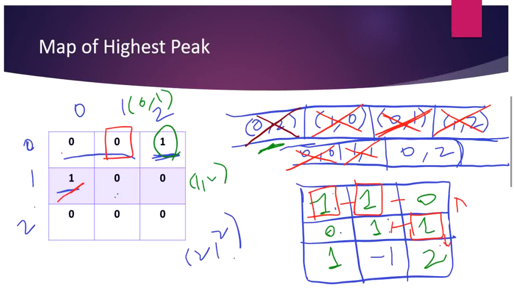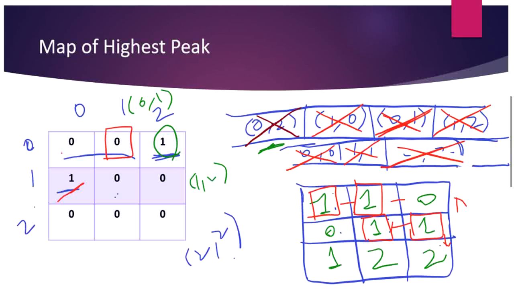So if you see 1 comma 1, 1 comma 1's left, right and up cell is filled. Down cell is still yet to be filled. So we are going to fill it with 2. Once that is done, we are done with 1 comma 1. So now finally we are moving on to 0 comma 2.